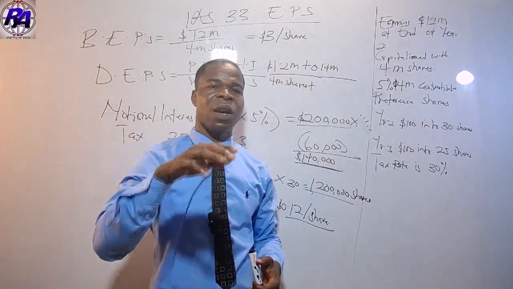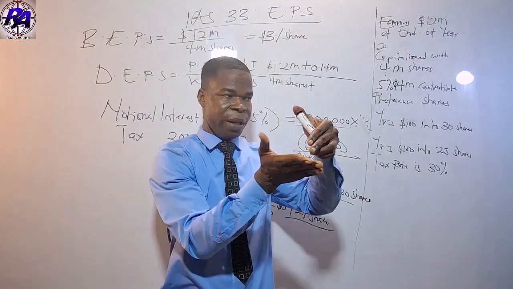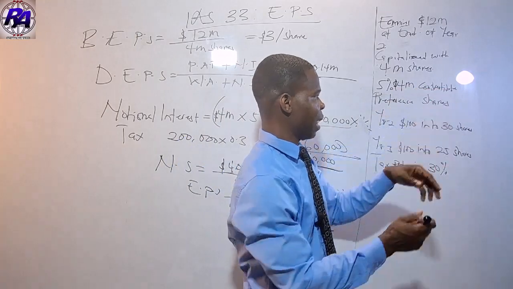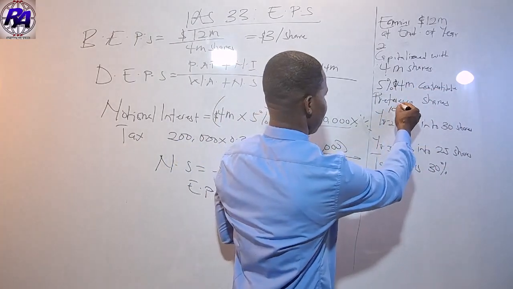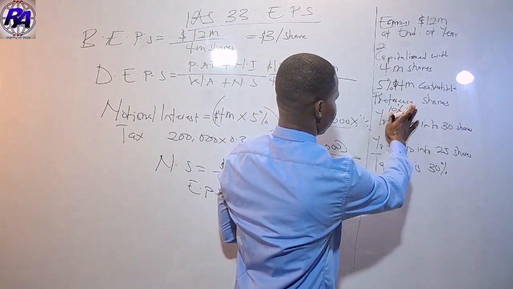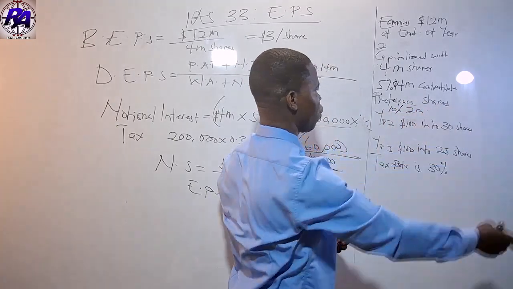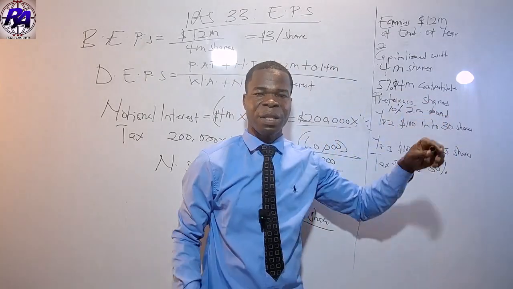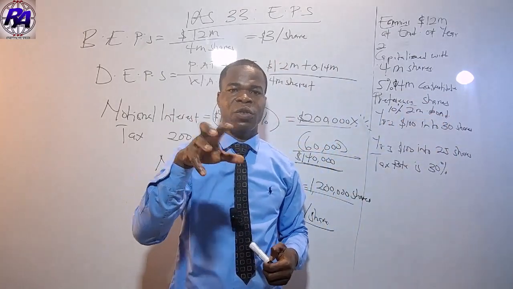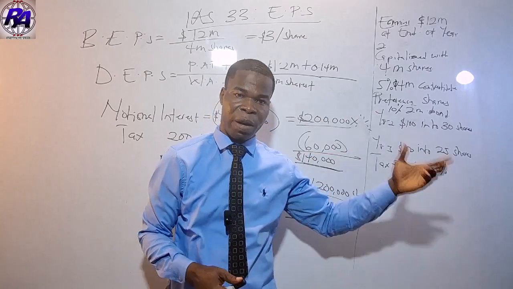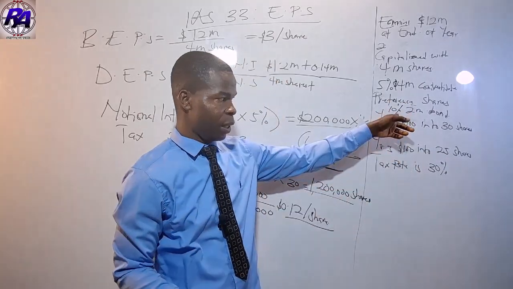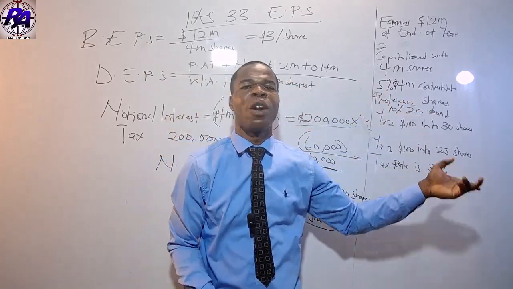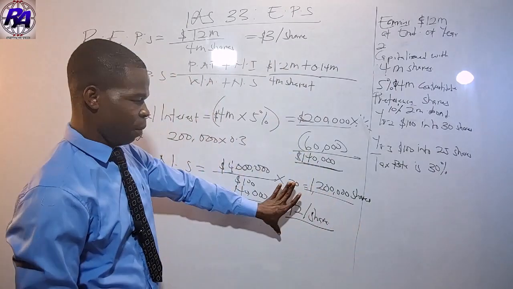There are sometimes in the question where you have two different convertible instruments. So you may have one at 5%, another one maybe 10%, 2 million convertible bond. So you see, there are two different financial instruments or compound instruments, in other words, convertible instruments in this particular question. When that happens, you have to check which of them is dilutive and which of them is not dilutive using the same approach.